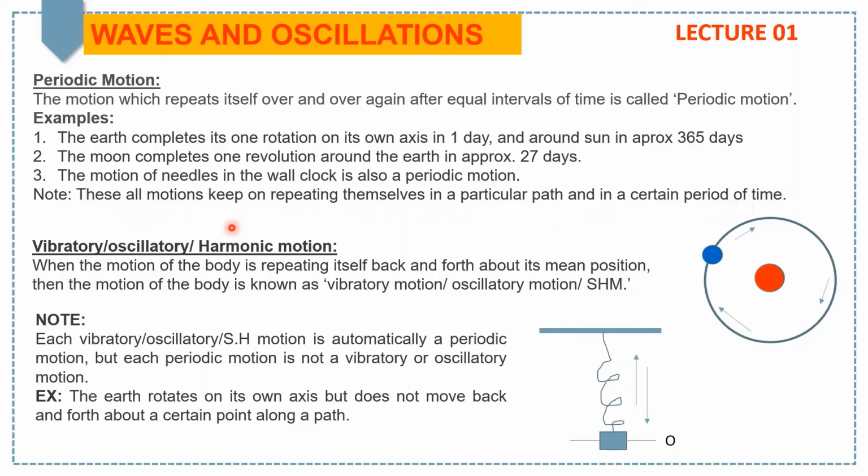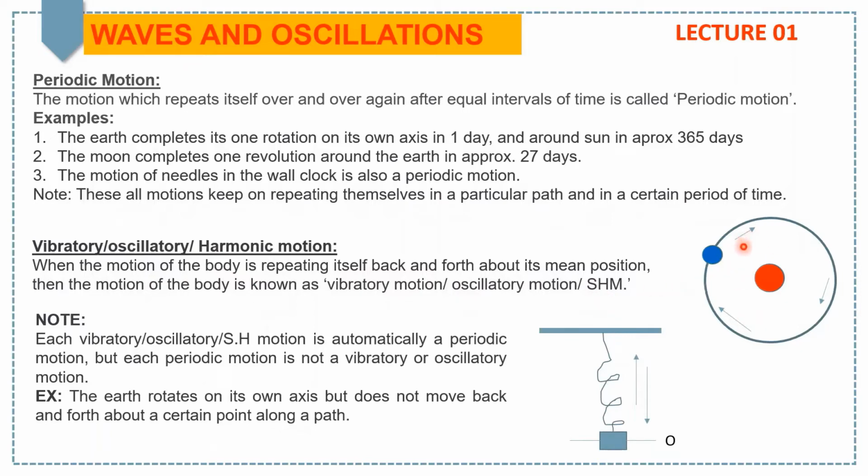Please note that all these motions keep on repeating themselves in a particular path and in a certain period of time. But vibratory, oscillatory, or harmonic motions are those in which the body repeats itself back and forth about its mean position. The motion of such a body is known as vibratory motion, oscillatory motion, or simple harmonic motion.